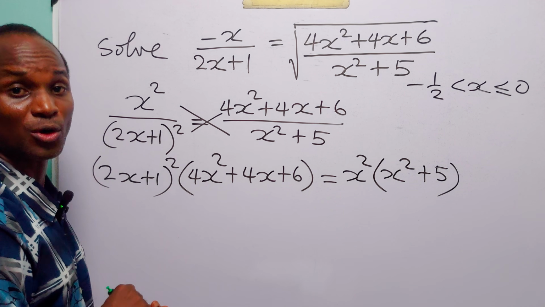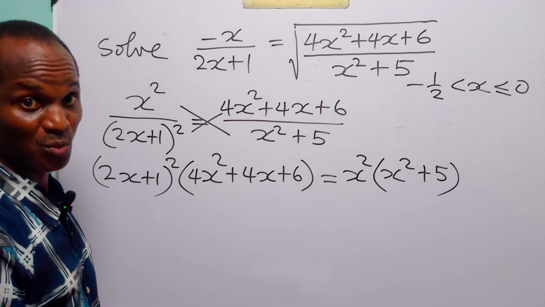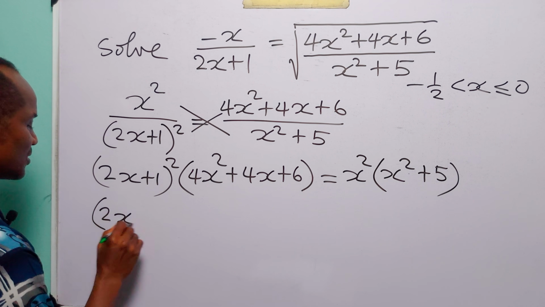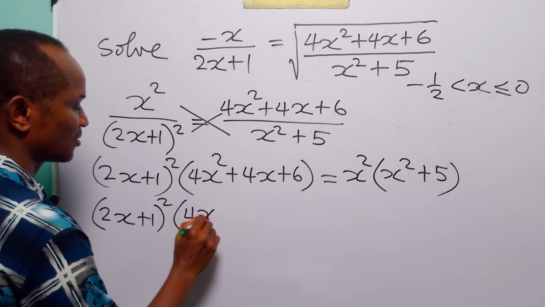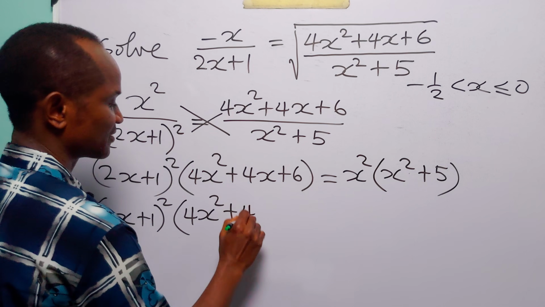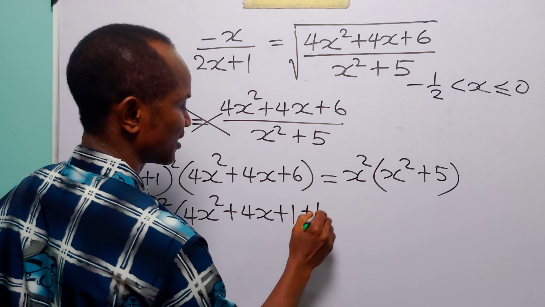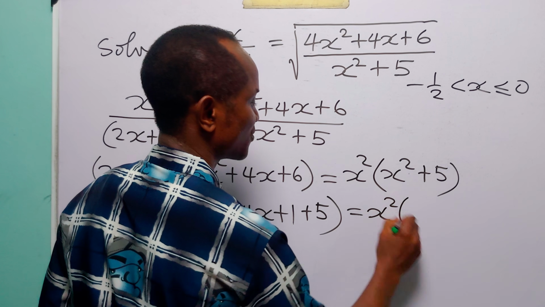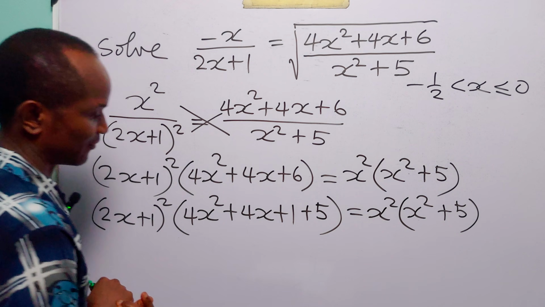Now let us look at this quadratic expression. Of course, you know that 6 is 5 plus 1. So we can write this as 2x plus 1 squared times 4x squared plus 4x plus 1 plus 5. And of course, this is equal to x squared times x squared plus 5.